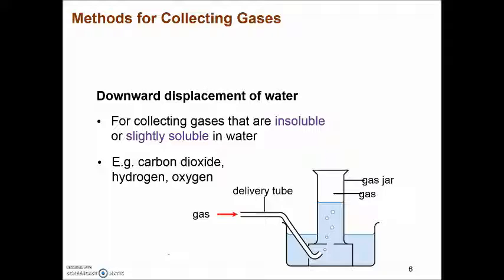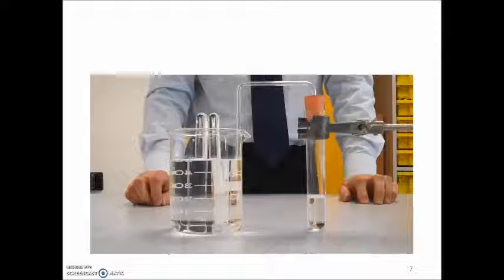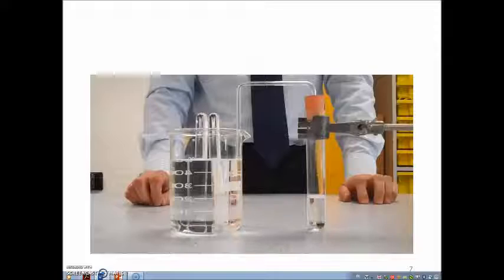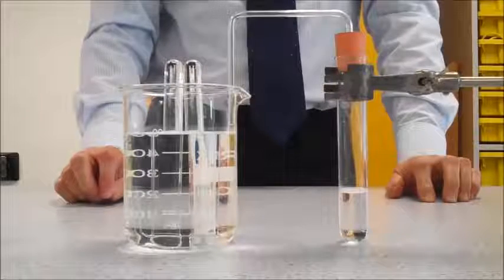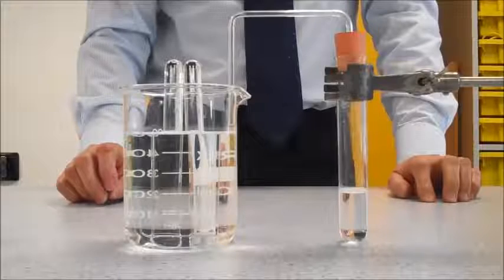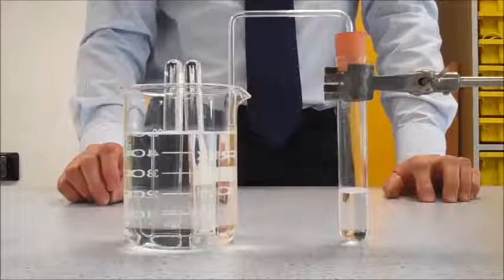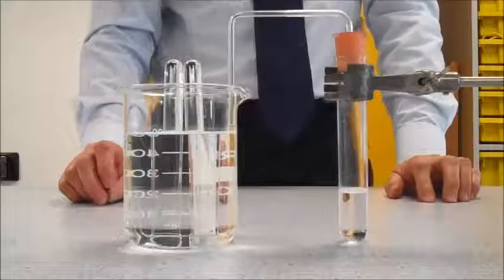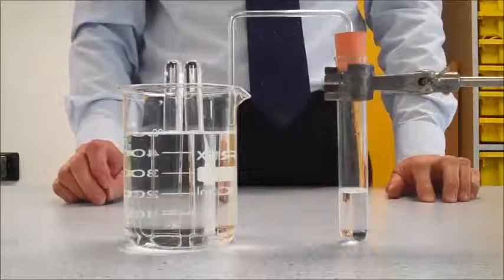So what happens is that you have a basin or beaker full of water and an inverted gas jar where gas is bubbled into it. The following video shows you the same thing but with an inverted test tube instead of a gas jar. Collecting gas over water is an efficient way of obtaining small samples of gases in the laboratory. It works well for any gas which does not dissolve in water easily.